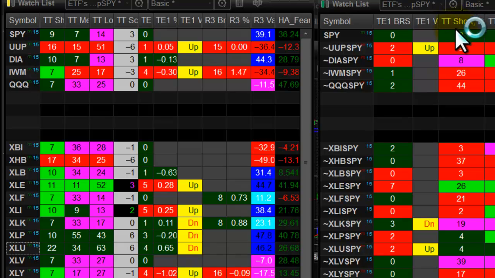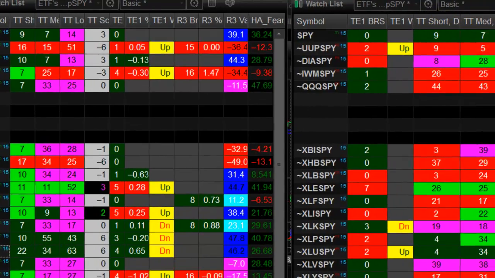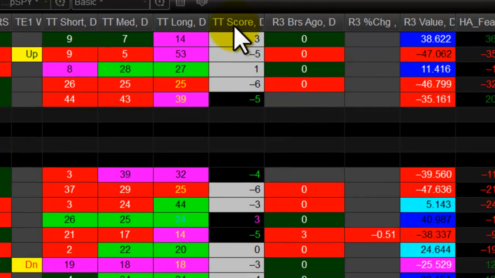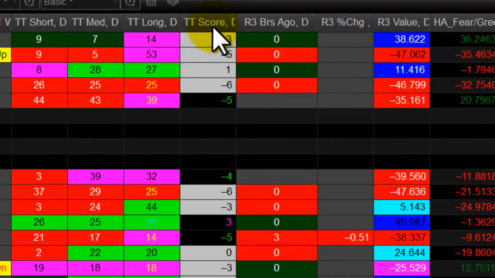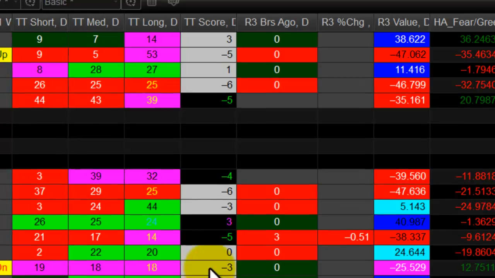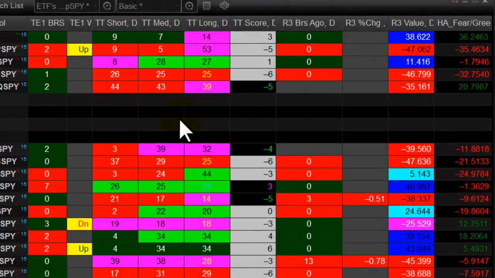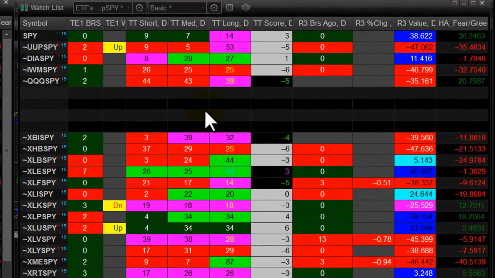And the next tool I have here on this watchlist is the TTB Triple Trender, and the main thing I'm going to look at on that is the score. This is how I'm going to identify the relative strength of each of these synthetic symbols, the relative strength of each sector relative to the SPY. And I have a Radar 3 Scan Sentry tool here, as well as just a simple fear greed.